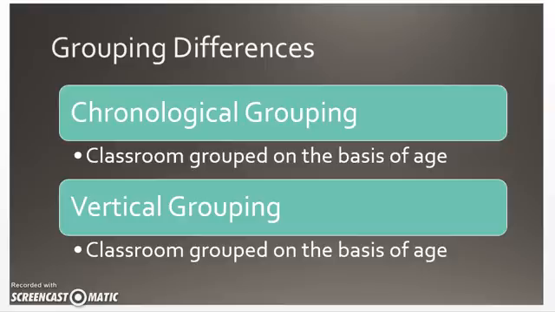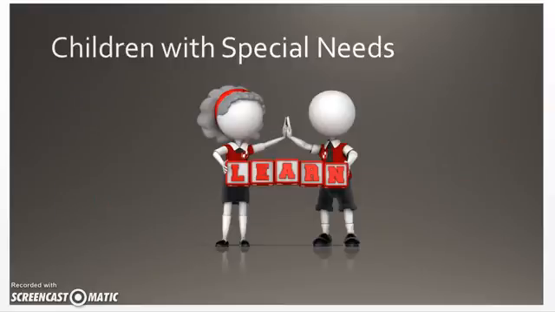So when we talk about vertical grouping, this is when the classroom is grouped on the basis of age. So again, a benefit might be allowing for peer teaching among students. It facilitates cooperation and appreciation at times. And then disadvantages, maybe parental concerns. And then it's a little more complex to group and plan classroom ideas and materials and activities.